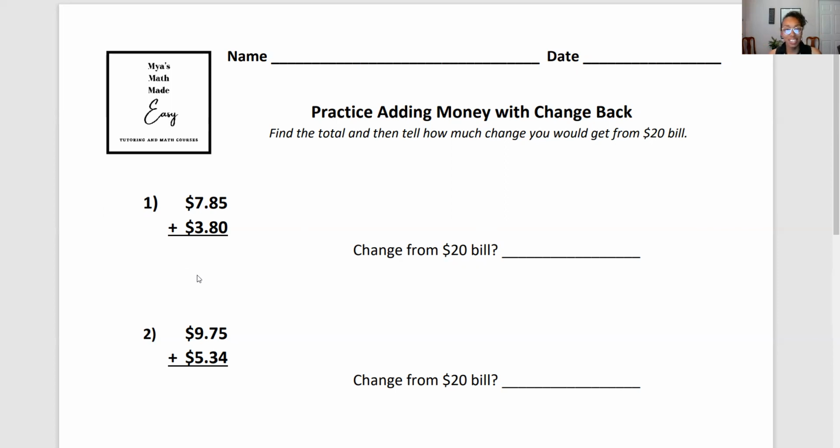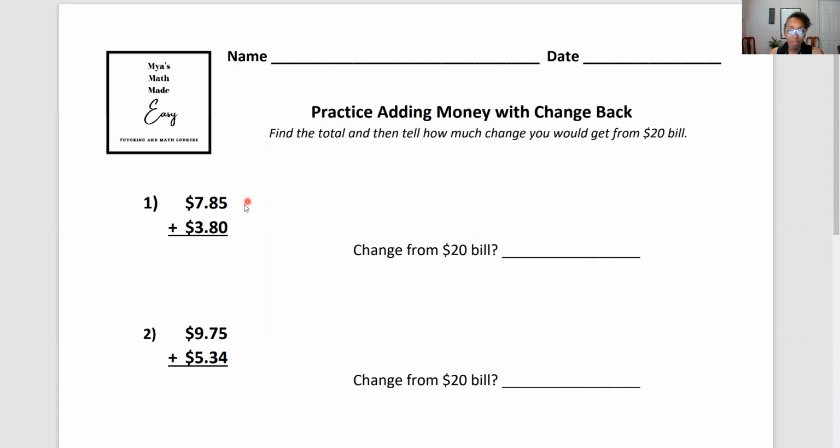All right, so this worksheet, let me get my pointer here. Make it a little easier to follow along. There we go. So we're practicing adding money with getting change back. So our directions say to find the total and then tell how much change you would get from a $20 bill. All right, so if this had been a story problem and the word total was there, that would let me know that we were going to add, even if I didn't have it already set up to add, okay?